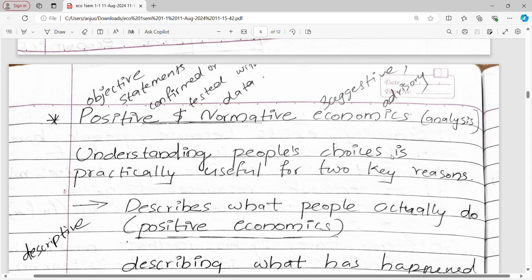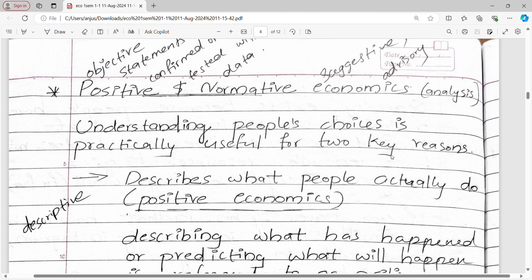Understanding people's choices is practically useful for 2 key reasons. We studied here that economics studies human behavior and the choices made by humans and its consequences. So basically the study of choices. So understanding people's choices is practically useful for 2 key reasons, that is, studying economics is useful for 2 key reasons. The one is, it describes what people actually do. Then it describes what people should do, or recommends what people, including society, should do.